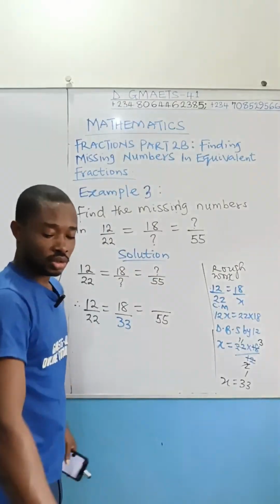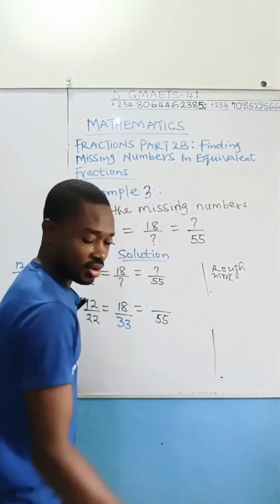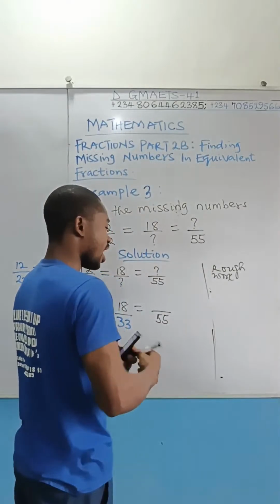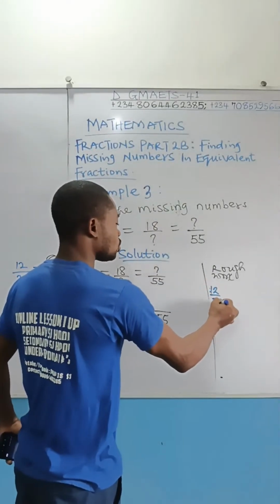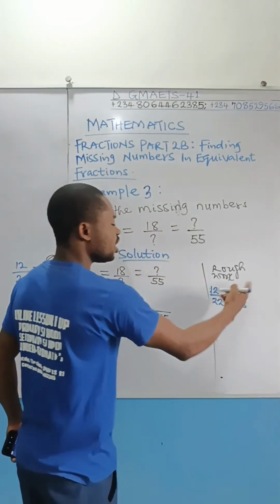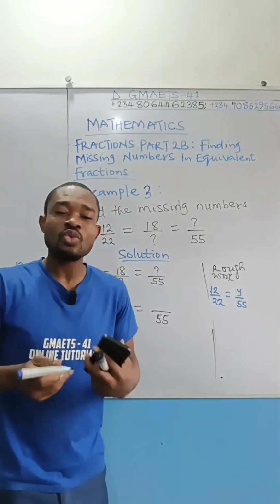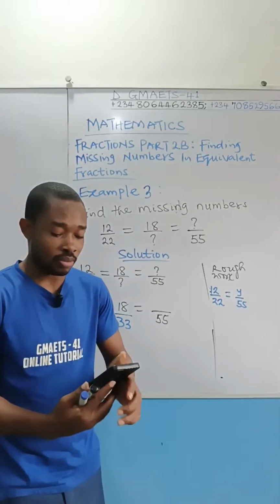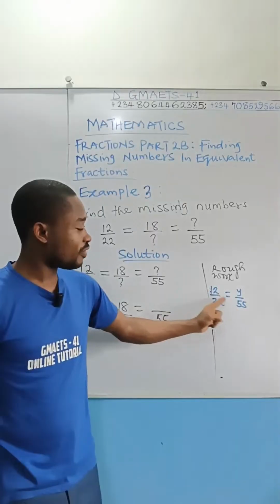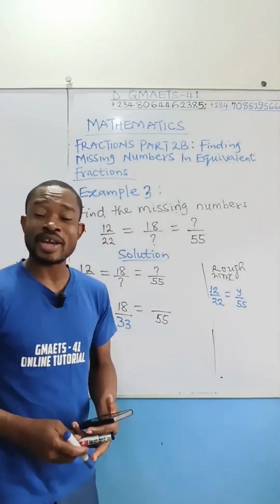Next, you come to the last one and you repeat the same process. I'm using 12 and 22 to solve for this. So we have 12 over 22 equal to question mark over 55. Let me use y over 55. Cross multiply and divide both sides by 22. These things you can work with your brain, right? 22 times y will give you 22y. 12 times 55. So if you have 22y, the next thing is to divide both sides by 22.